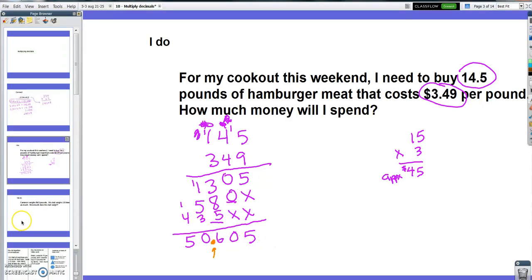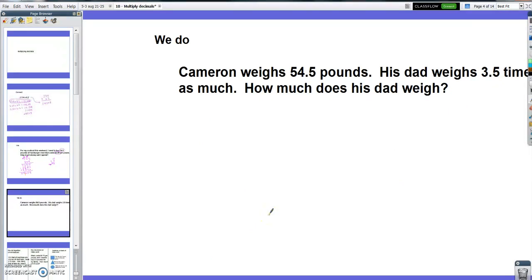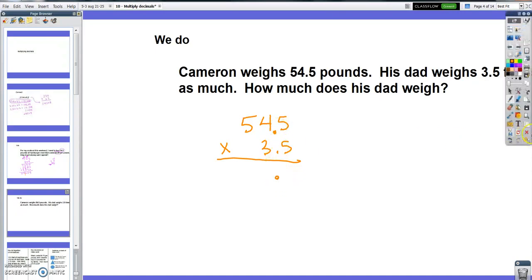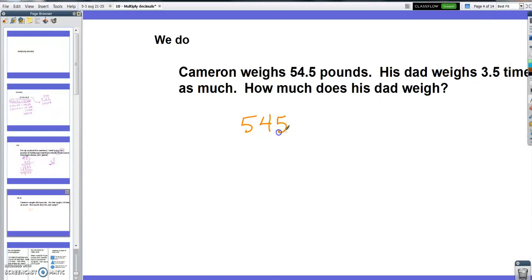Let's do one together. Cameron weighs 54 5/10 pounds. His dad weighs 3.5 times that much. How much does his dad weigh? So I know I need to multiply 54.5 times 3.5. What you don't do is line up the decimals and then just assume the decimal goes here like you did when you add. That does not work. So I'm going to erase my decimals, and I'm just going to multiply the numbers without the decimals.